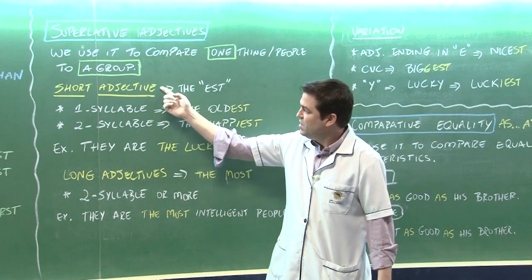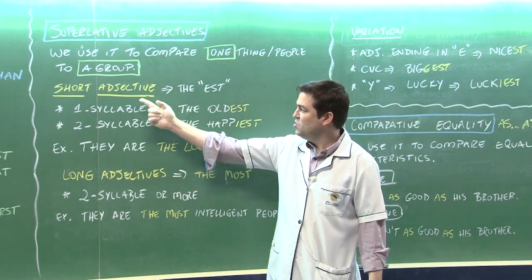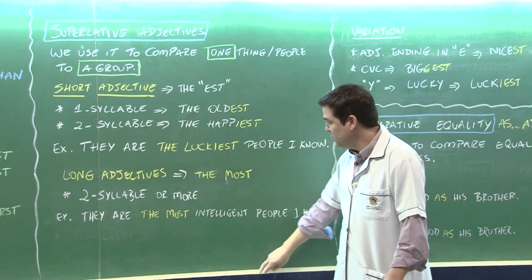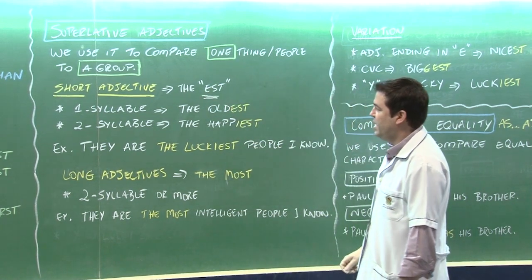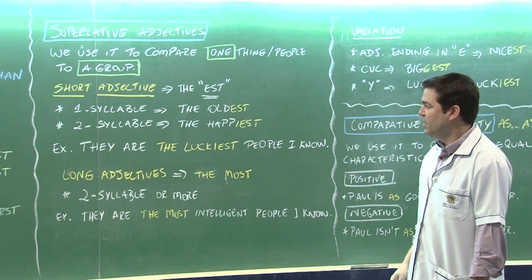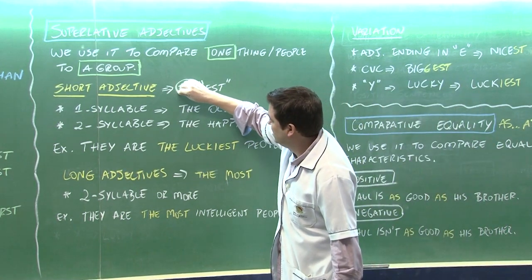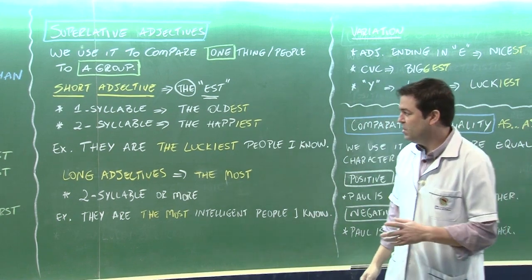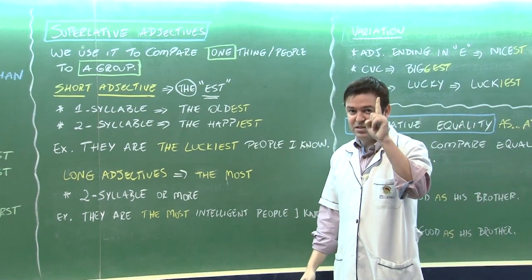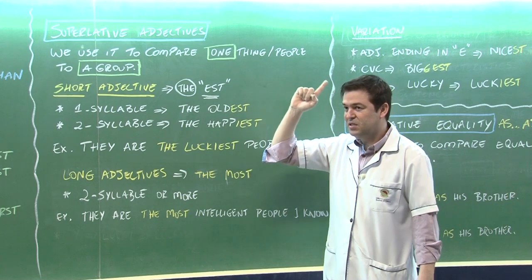And we also have short and long adjectives. Short adjectives, now I don't use ER, but I'm going to use EST. And I also have the, which is the article. And this article is very important because I'm saying that this is the one, yes? The luckiest, the one.